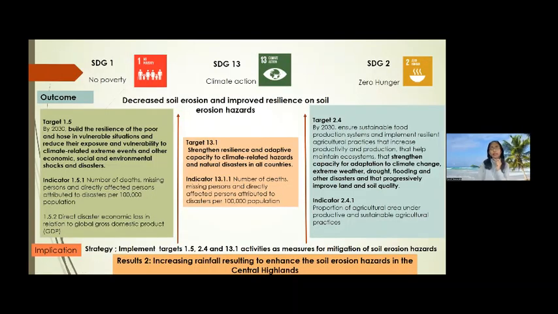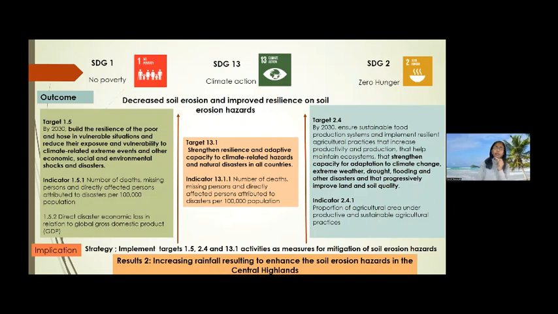And the monitoring results show that the increase in rainfall is enhancing soil erosion hazards in this region. The implementation strategy is the activities related to targets 1.5, 2.4, and 13.1 to mitigate the soil erosion hazards.